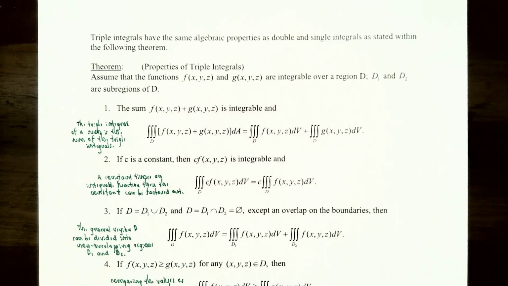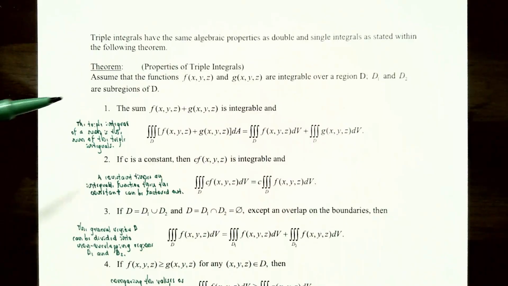It turns out that triple integrals have the same algebraic properties as double integrals and also single integrals, as stated in the following theorem. The theorem, which is properties of triple integrals, assume the functions f of x, y, z and g of x, y, z, both of these functions, are integrable over a general region D. D sub 1 and D sub 2 are subregions of this general region D.